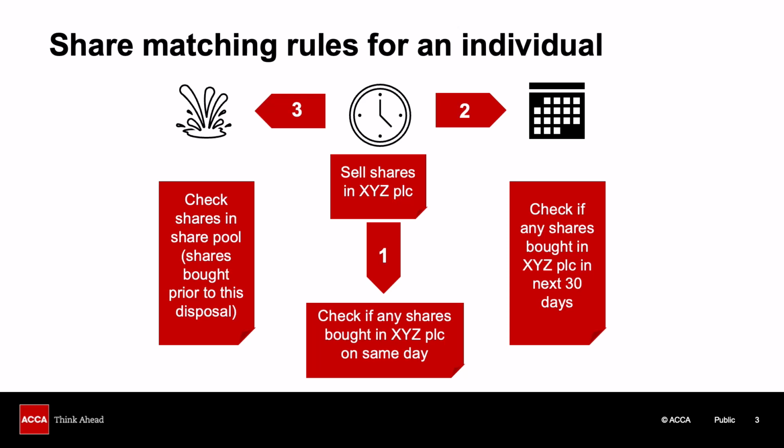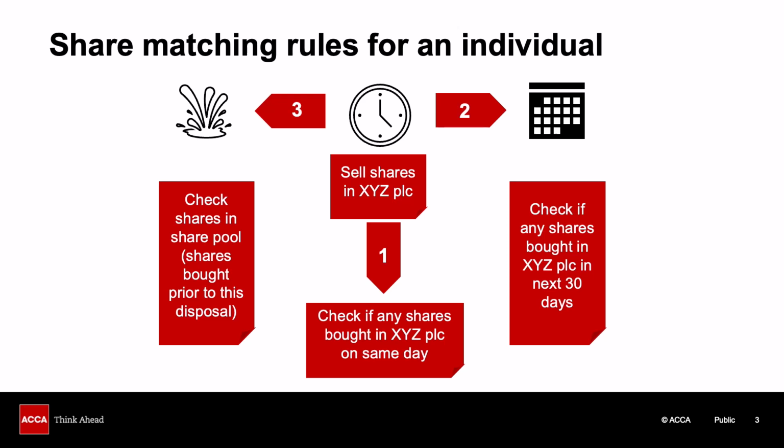This probably seems like a very bizarre rule, but the reason it exists is as an anti-avoidance measure, and it's intended to prevent someone from selling shares today and, say, realising a capital loss as a result of selling them for less than they bought them for, and then rebuying the same shares, say tomorrow or next week.